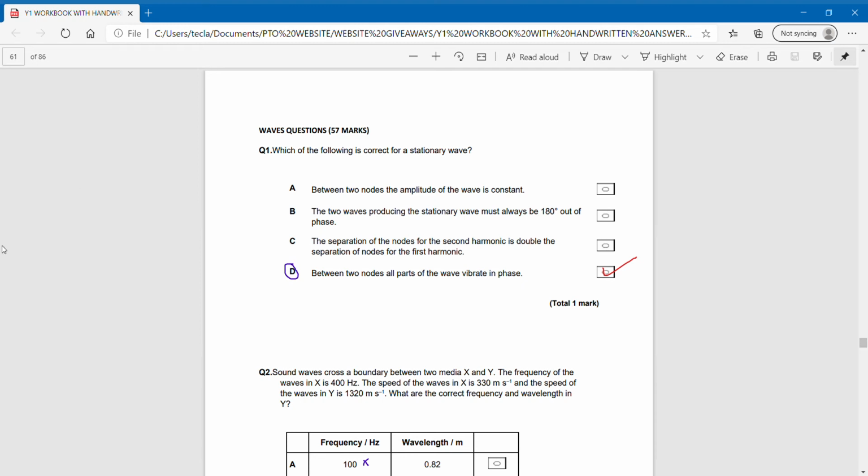Hello everyone, this is a run through the waves questions which are part of the Year 1 A-Level Physics workbook. So the suggestion is that you've got the workbook, printed out a copy of it, and that you've had a go at the waves questions under timed exam conditions, so that this run through is of most benefit to you.